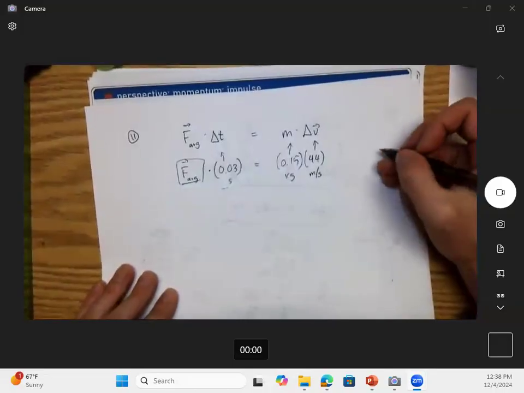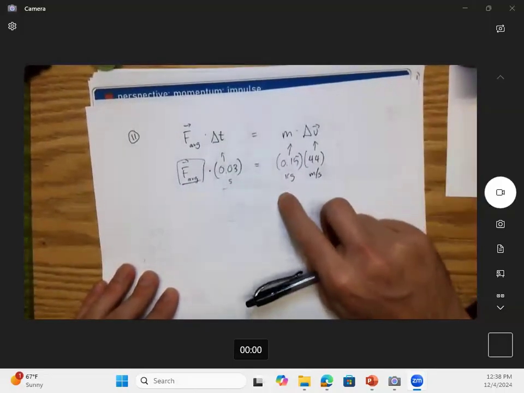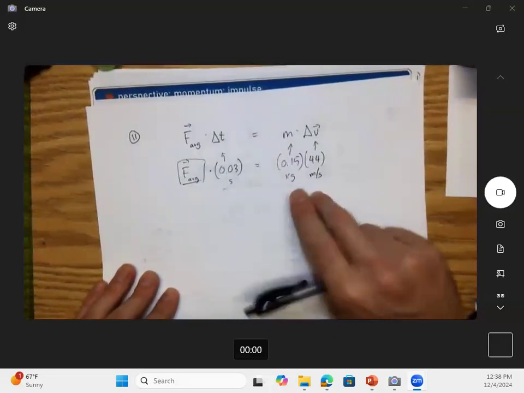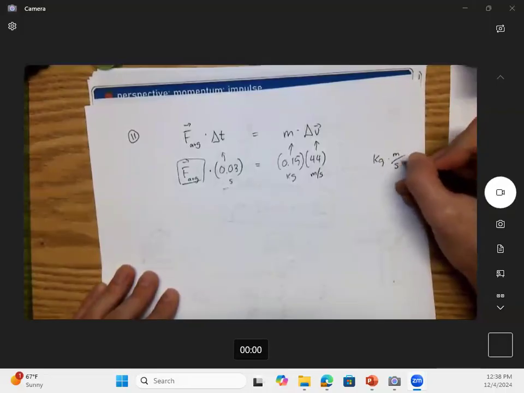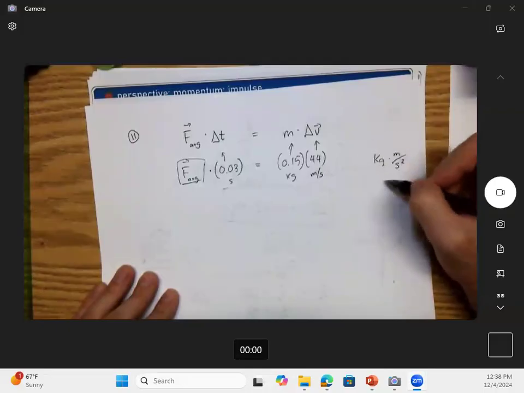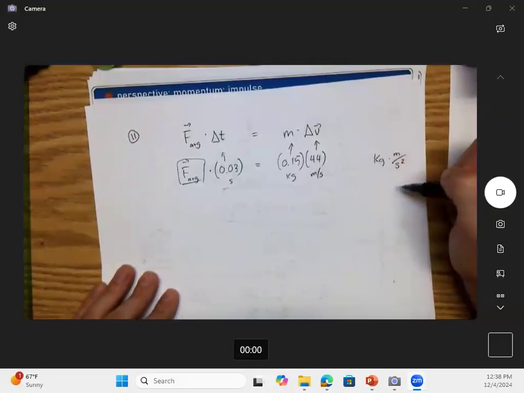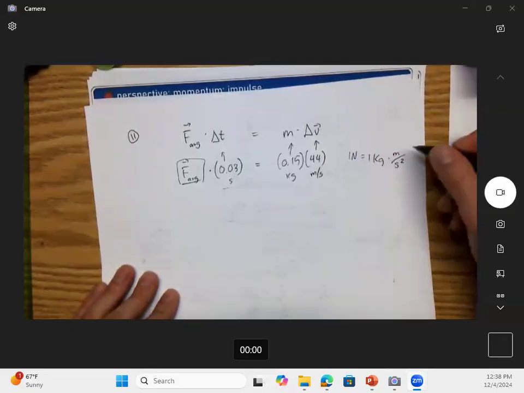Guys, take a look at this. Kilograms, I'm looking at the units, right? Kilograms times meters per second divided by seconds. That's kilogram meter per second squared, right? Guys, what is that unit equal to? 1 Newton, right? 1 Newton is 1 kilogram meter per second squared.